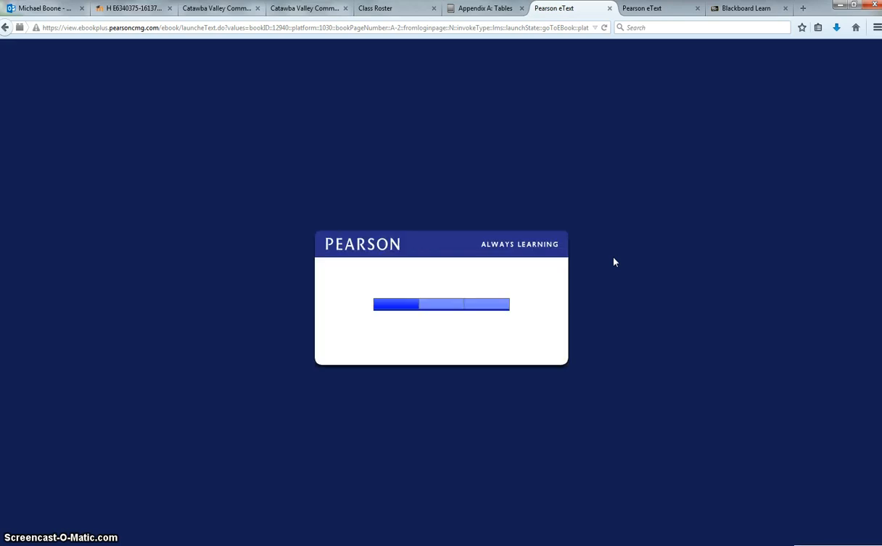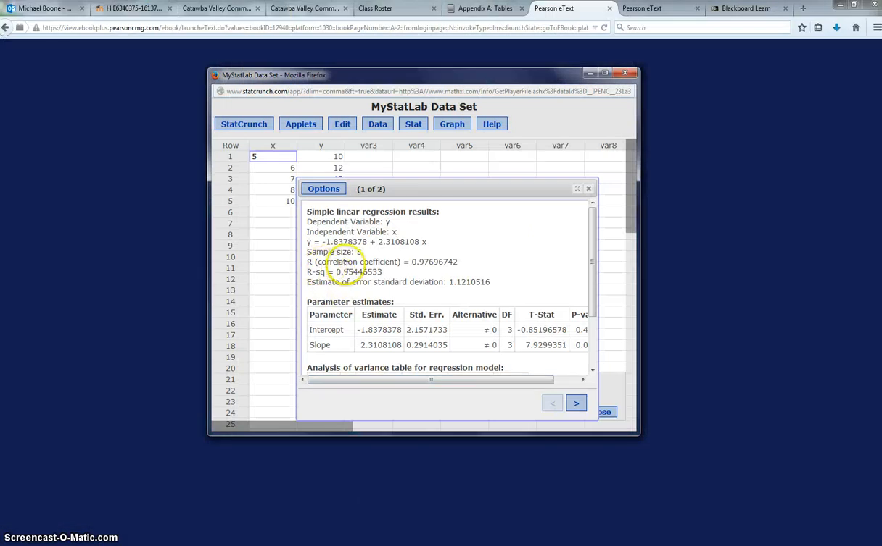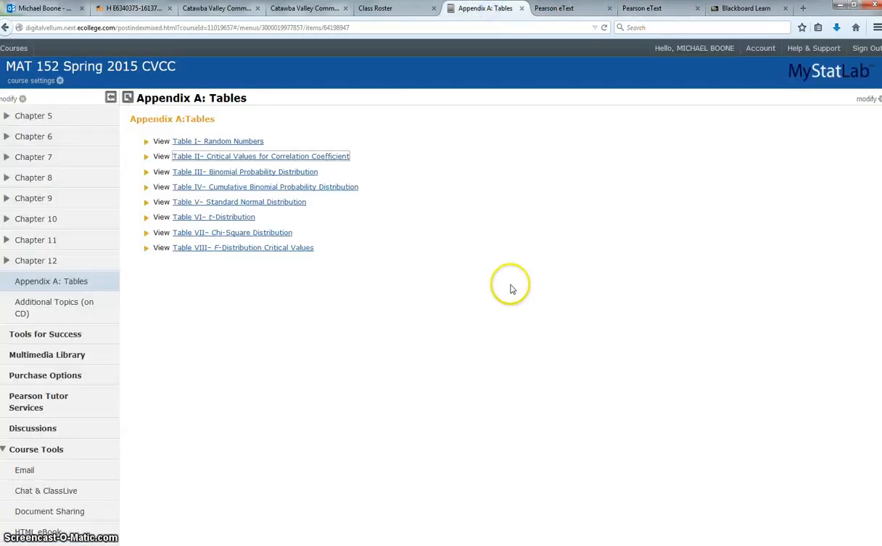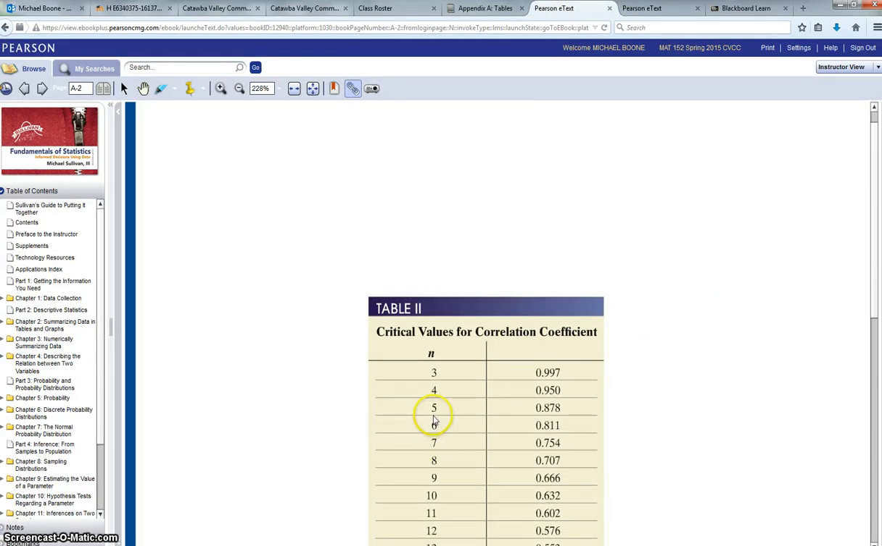And we will notice, let's go back to StatCrunch real quick. We had an R value, a correlation coefficient of 0.977, right? We had 5 data points. When we go back to that appendix, for 5 data points, my correlation coefficient better be higher than 0.878 if I'm going to say it has a linear relationship.